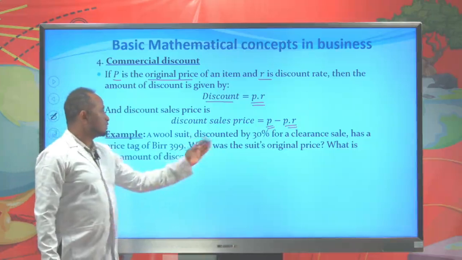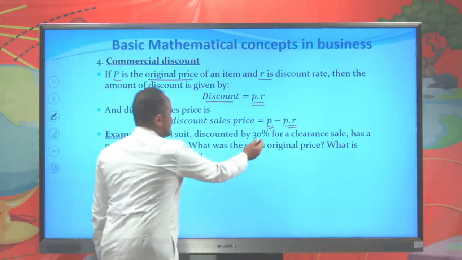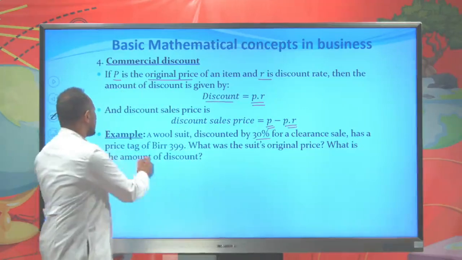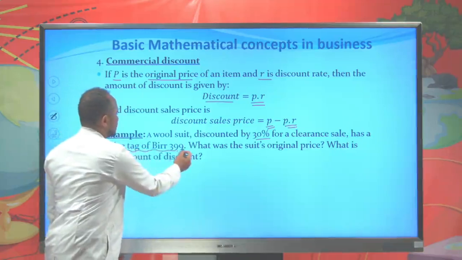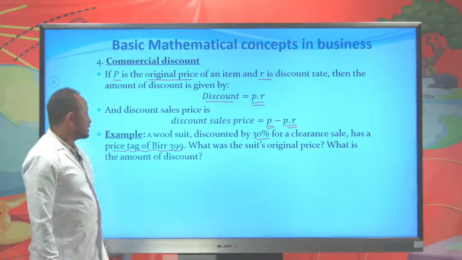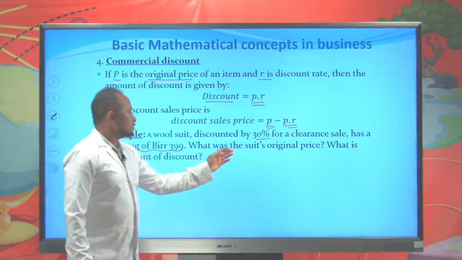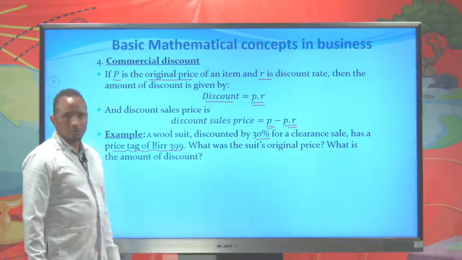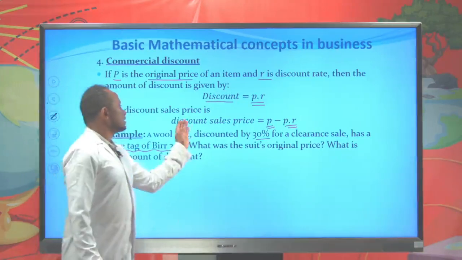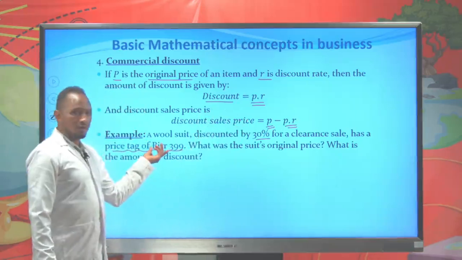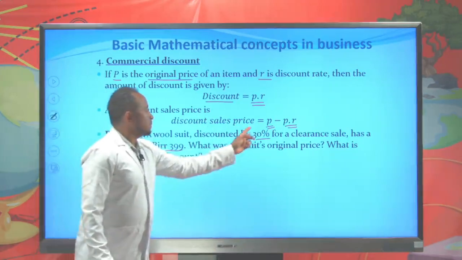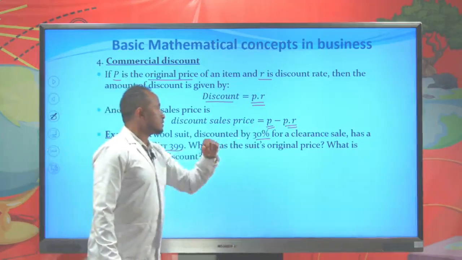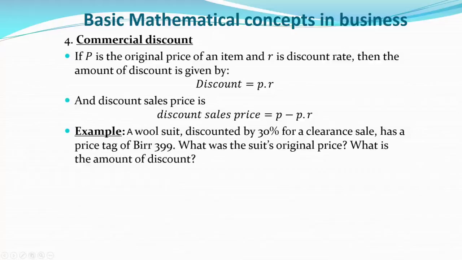A wool suit is discounted by 30% for a clearance sale and has a price tag, that's the discounted price, of 399 birr. So what was the suit's original price and what is the amount of discount? Here the discounted sale price is given and the discount rate is given. First we are asked to find the original price. So using this equation, you will have this one.